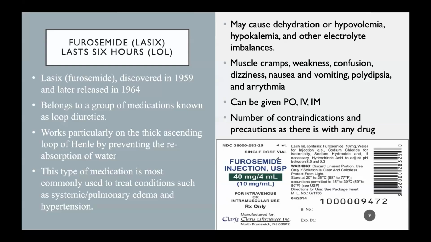What happens when we start to lose our electrolytes? We can convulse, have seizures, pass out, have cardiac arrhythmia, a number of things, right? It's working on our electrolytes. That's how it's moving all this fluid across, right? It isn't just strong-arming the fluid back in. It's not doing that. But it can cause muscle cramps, weakness, confusion, dizziness, nausea, vomiting, polydipsia, arrhythmia.